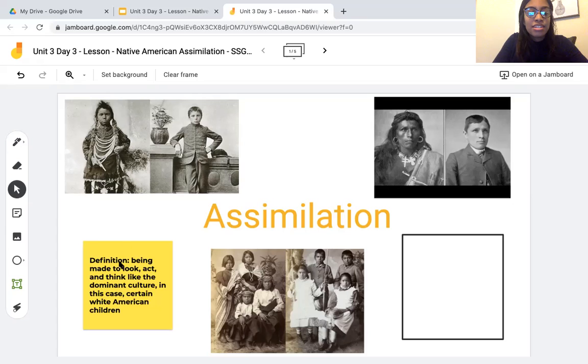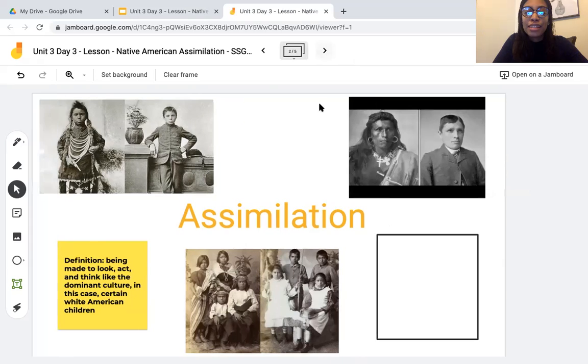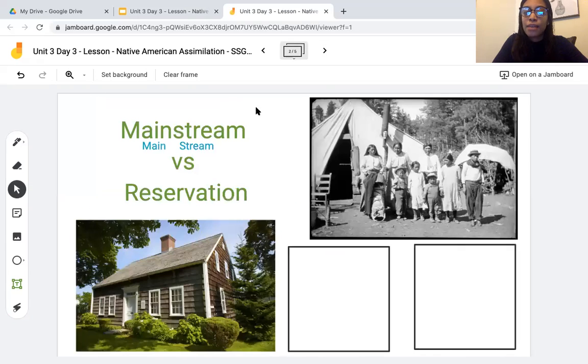So assimilation is being made to look, act, and think like the dominant culture. And in this case, certain white American children, right? During this time period, certain white American children dressed like this, okay? So to assimilate, there's definitely a change going on here, right? And the change is that they're looking like white American children, right? Very good.